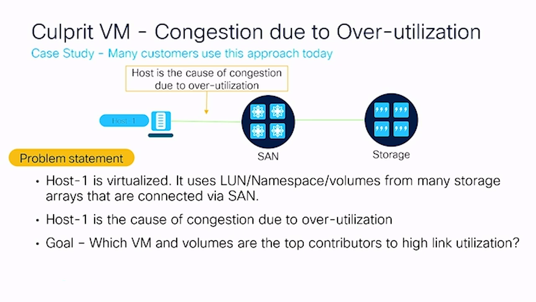So in this case, this host is causing congestion because the link that's connected to it is almost fully utilized, and it's virtualized. So the question is, how do we know which VM is causing that? Right?